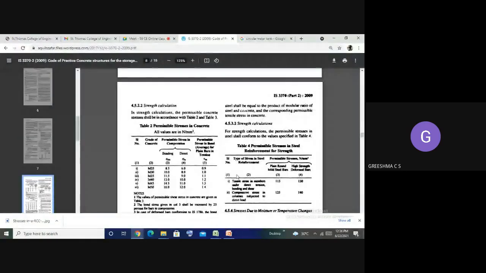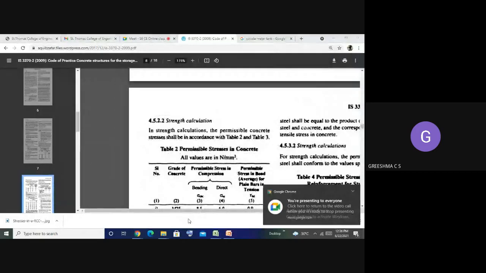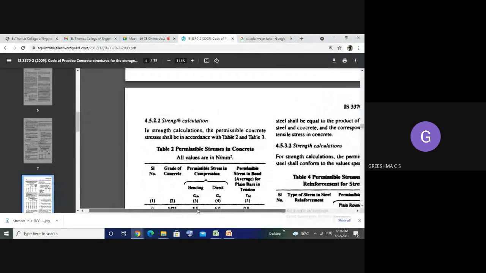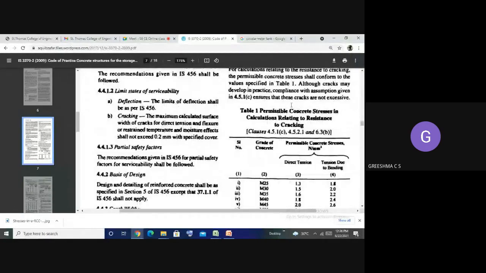So this is IS code part 3370. So you can refer IS code page number 2. Okay, page number 2, table 1. Permissible stresses, permissible concrete stresses in calculations relating to the resistance of cracking.